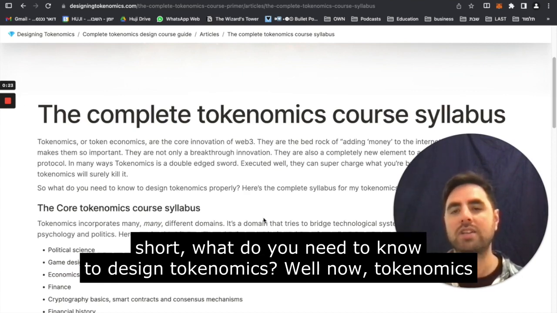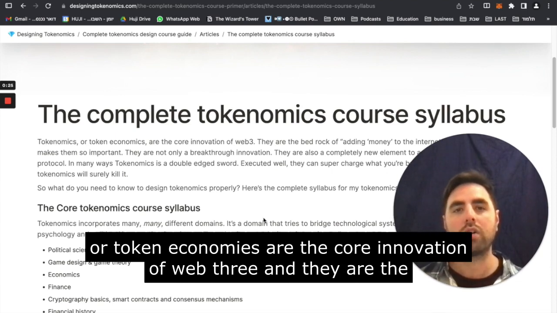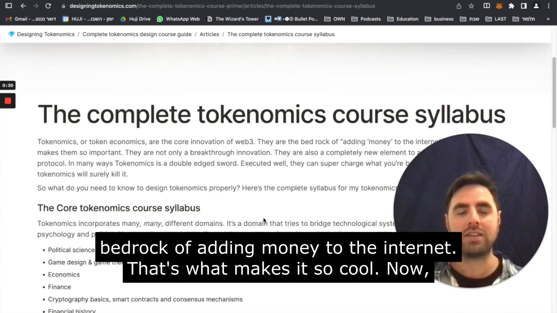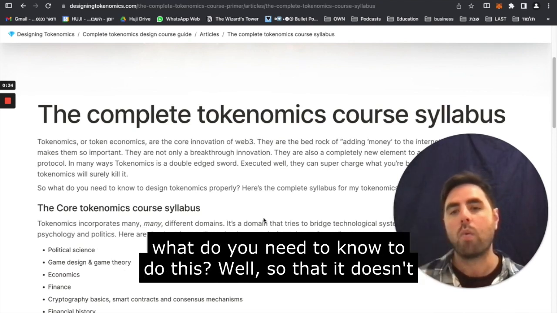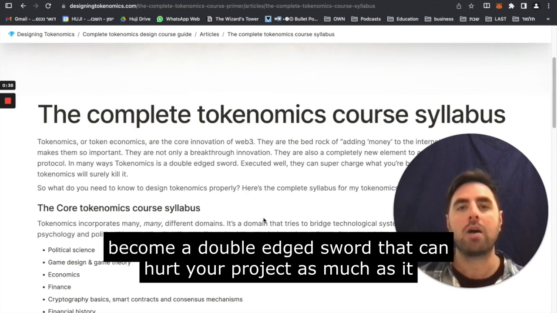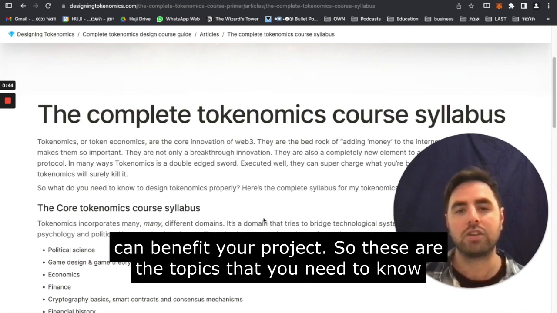Now, tokenomics or token economies are the core innovation of Web3, and they are the bedrock of adding money to the internet. That's what makes it so cool. Now, what do you need to know to do this well so that it doesn't become a double-edged sword that can hurt your project as much as it can benefit your project?